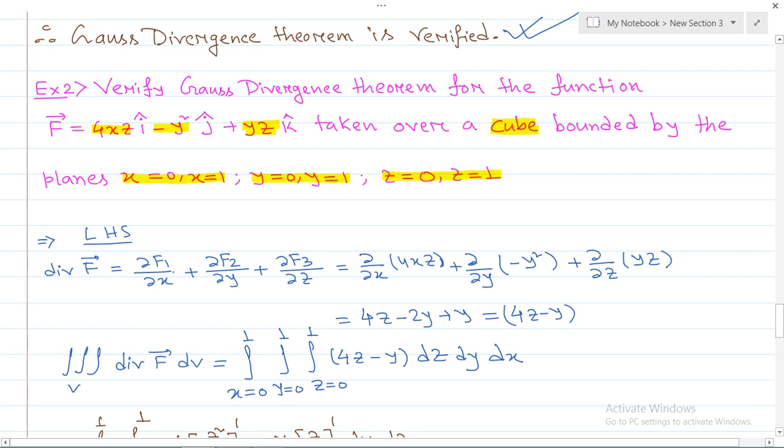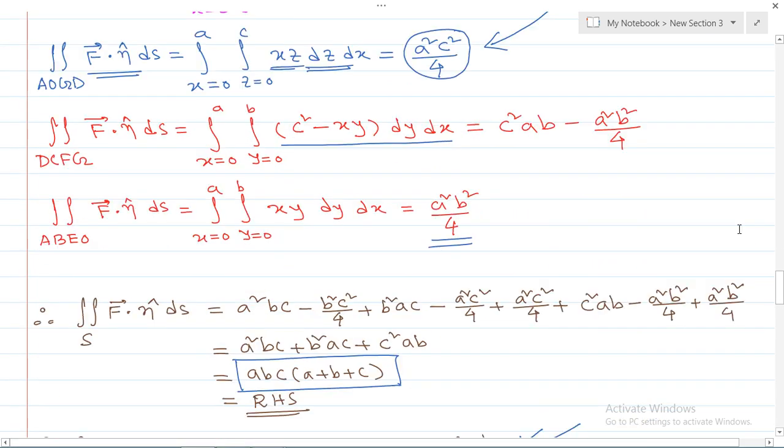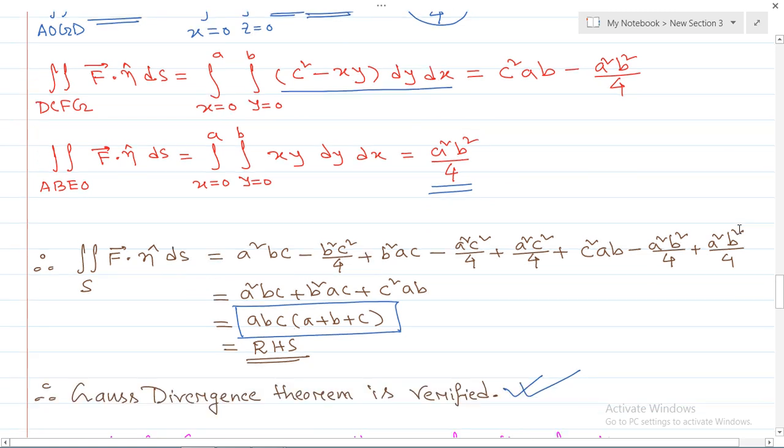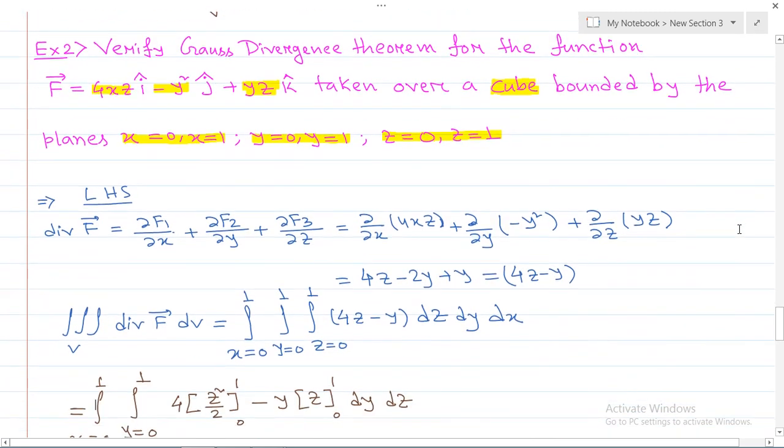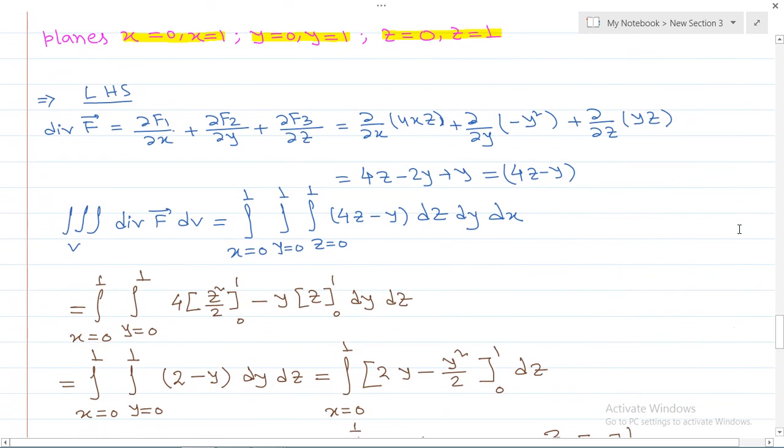So this problem is comparatively easier to calculate in respect of the previous question. Before we start, we first have to find the divergence of the f vector. So the divergence of the f vector, as we have told, is del f1 del x plus del f2 del y plus del f3 del z.